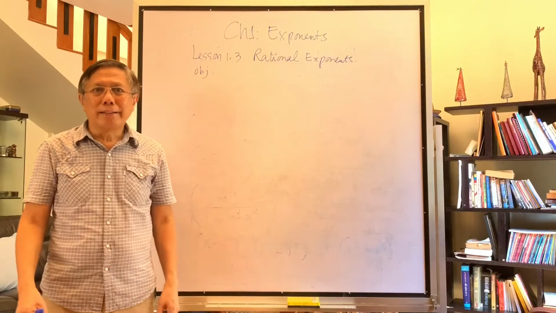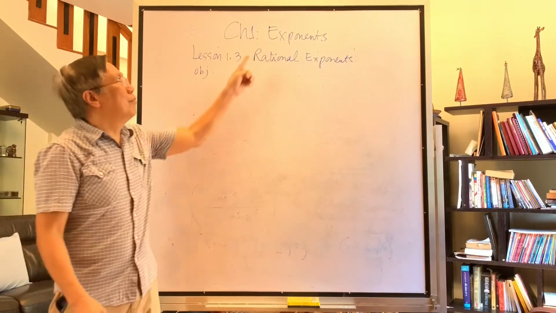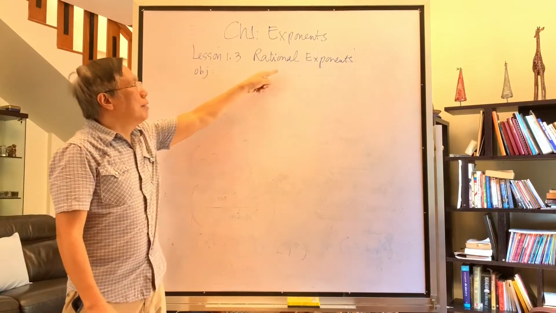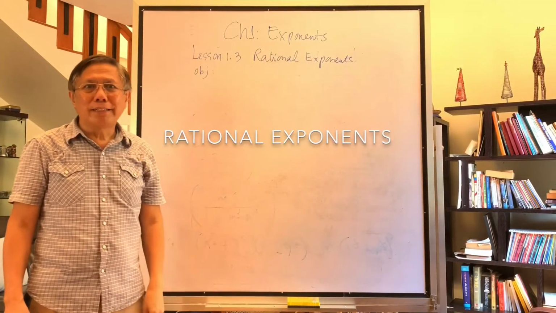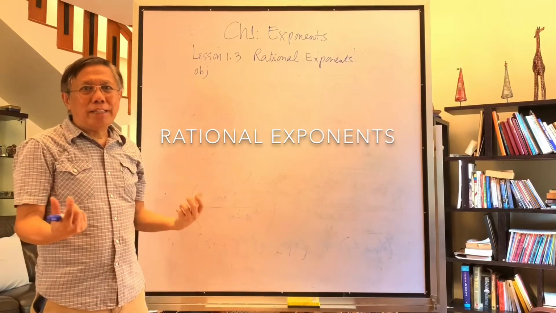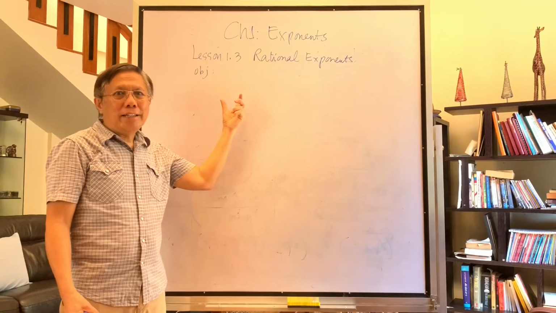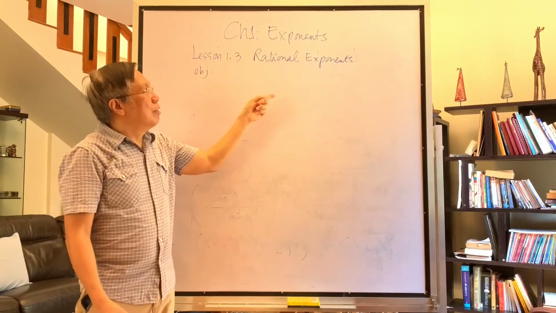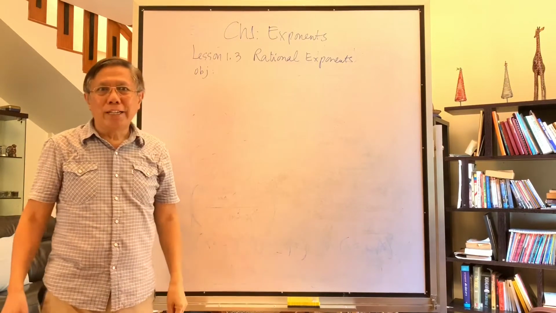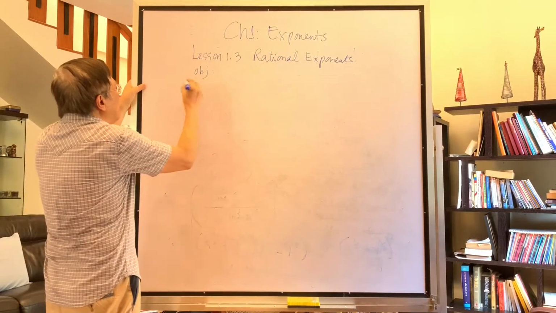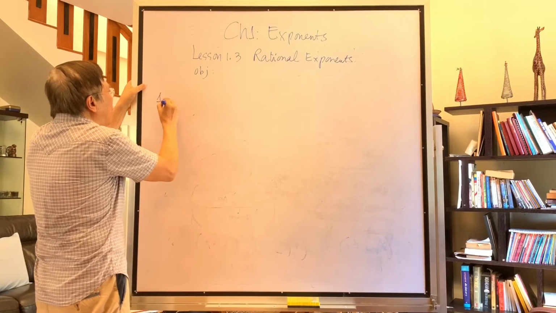Good morning. Let's come to the conclusion of chapter 1 on exponents. Our last lesson here will be on rational exponents. So the objective here would be for you to be able to apply the laws of rational exponents to simplify algebra expressions. Okay, recall that we have had the laws of exponents before.